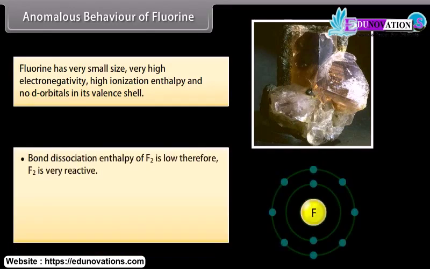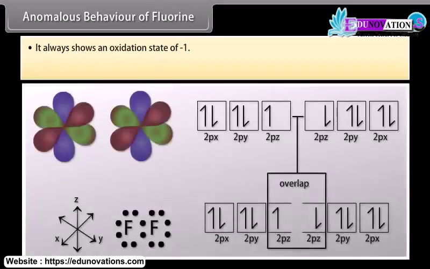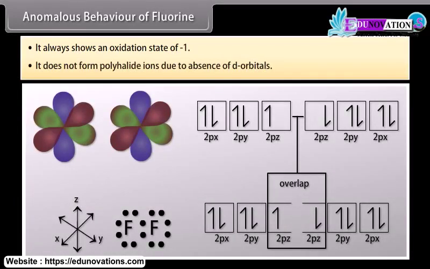Bond dissociation enthalpy of F2 is low. Therefore, F2 is very reactive. The compounds of fluorine have maximum ionic character. The hydride of fluorine is liquid due to molecular association by intermolecular hydrogen bonding. It always shows an oxidation state of -1. It does not form polyhalide ions due to the absence of d orbitals.